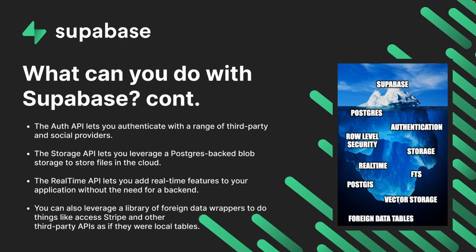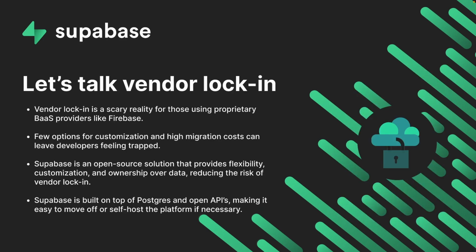You can also leverage things like foreign data wrappers, which are native to Postgres, and they let you do things like interact with Stripe as if it were a table in your database. So instead of fetching a user and then going to Stripe, you could just simply join on your foreign data wrapper. It's pretty awesome. So let's talk about vendor lock-in.